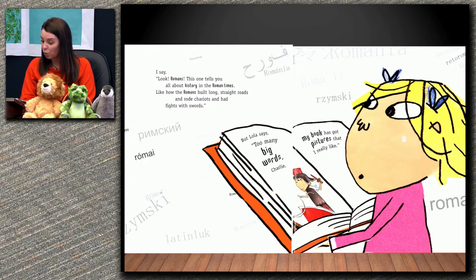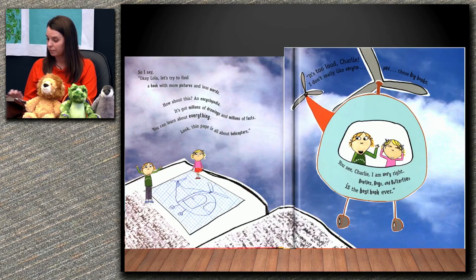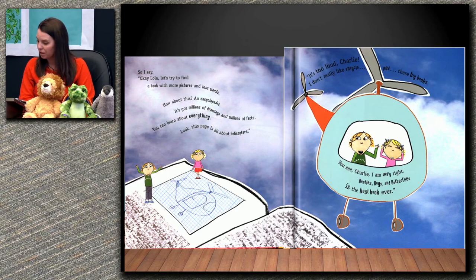I say, "Look, Romans, this one tells you all about history in the Roman times, like how the Romans built long straight roads and rode chariots and had fights with swords." But Lola says, "Too many big words, Charlie. My book has got pictures that I really like." So I say, "Okay, Lola, let's try to find a book with more pictures and less words. How about this, an encyclopedia? It's got millions of drawings and millions of facts. You can learn about everything. Look, this page is all about helicopters." "It's too loud, Charlie. I don't really like engines. These big books. You see, Charlie, I am very right. Beetles, Bugs, and Butterflies is the best book."